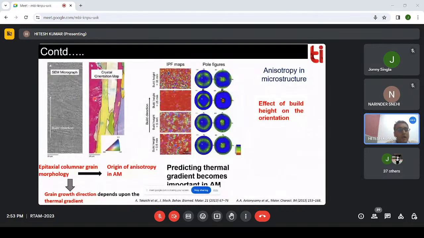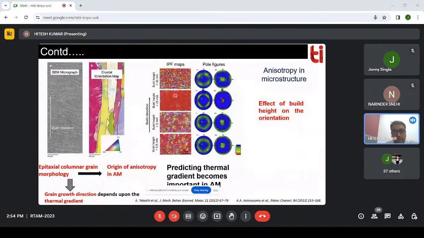These types of stresses later on turn into residual strain or residual stresses in your material. And this columnar, epitaxial columnar morphology is directly observed. This epitaxial growth leads to anisotropy in your additive manufacturing material. And if we talk about how it differs, let's suppose you made a material with a height of around 40 mm.